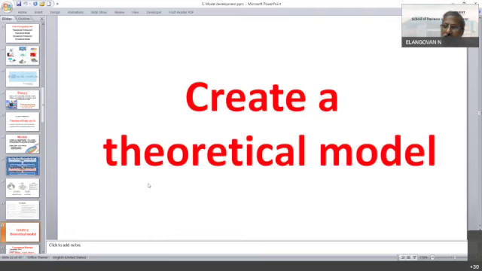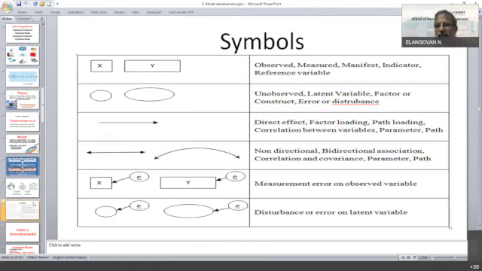I am available here. You can ask me any doubts. I am there to clarify, but try to read your paper and try to convert that into a model. I will project these symbols, so you can refer to that and start working on your model.